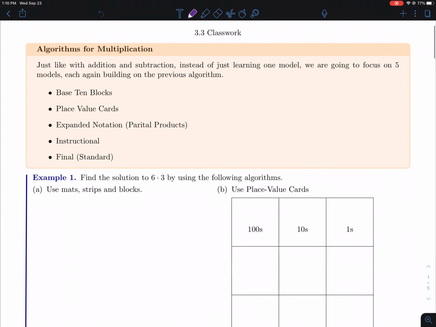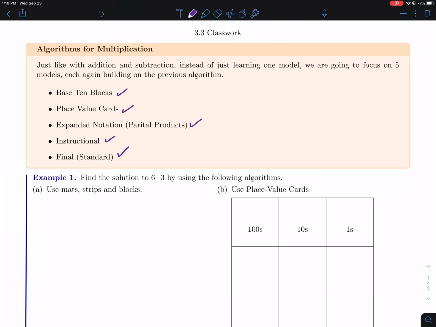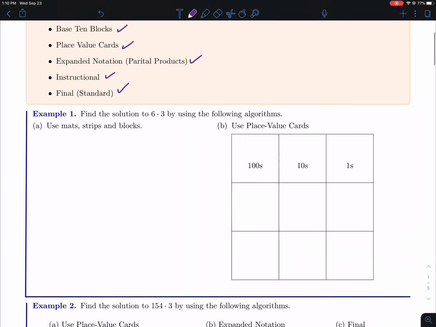In this case, if we look at multiplication, we've got 5 models that we're going to be looking at. Some of them look similar to what we saw before, and they are a little bit similar because multiplication is just another way to think about repeated addition. So some of these models are going to be repeated addition models. Let's jump right in and look at example 1.